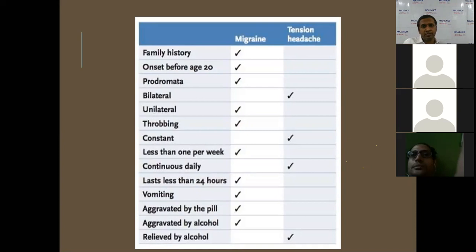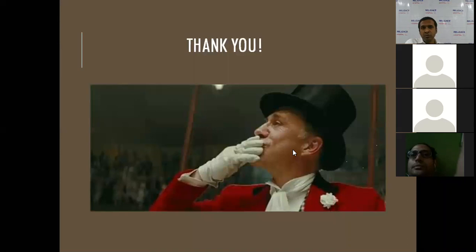As I said, there are other things that you need to know. In migraine, the family history is usually positive. The onset is usually in the teenage group. You have a prodrome. Whereas in a tension-type headache, mainly the headaches come around the 30s and 40s. Unilaterality more favors a migraine. Constant headaches more favor a tension-type headache. The frequency of migraine is usually episodic. The associated vomiting, aggravation by alcohol, aggravation by the pill, etc. all these favor migraine. So, in general, headaches are a heterogeneous group of disorders.